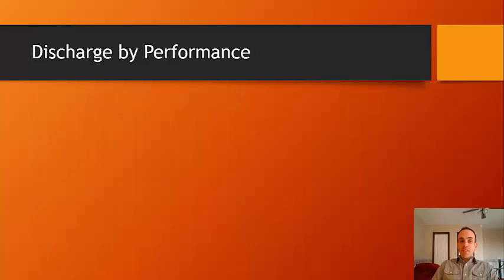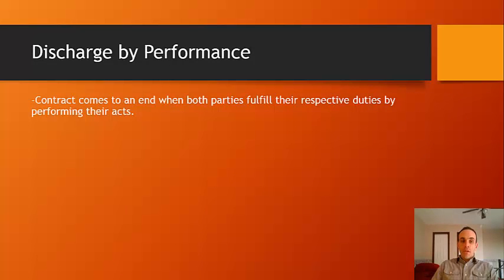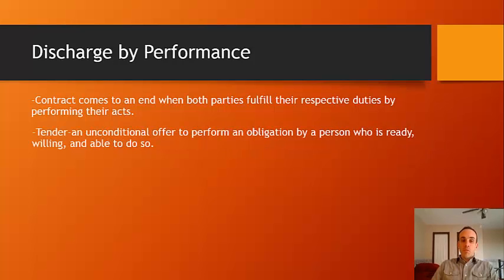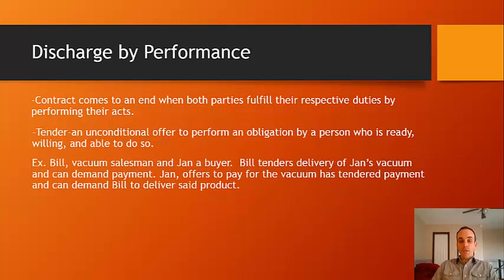The next topic would be a discharge by performance. This is basically when a contract comes to an end, when both parties fulfill their respective duties by performing their acts. Within this, there is the definition of tender, which is an unconditional offer to perform said obligation by a person who is ready, willing, and able to do so.